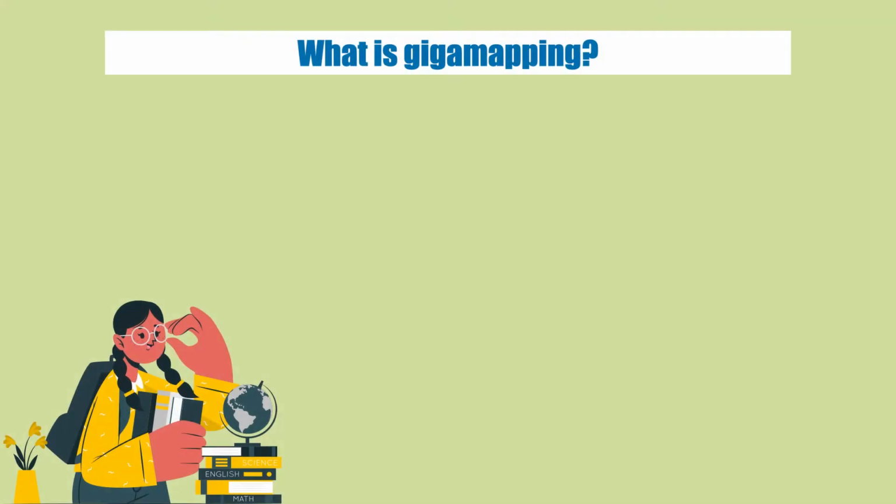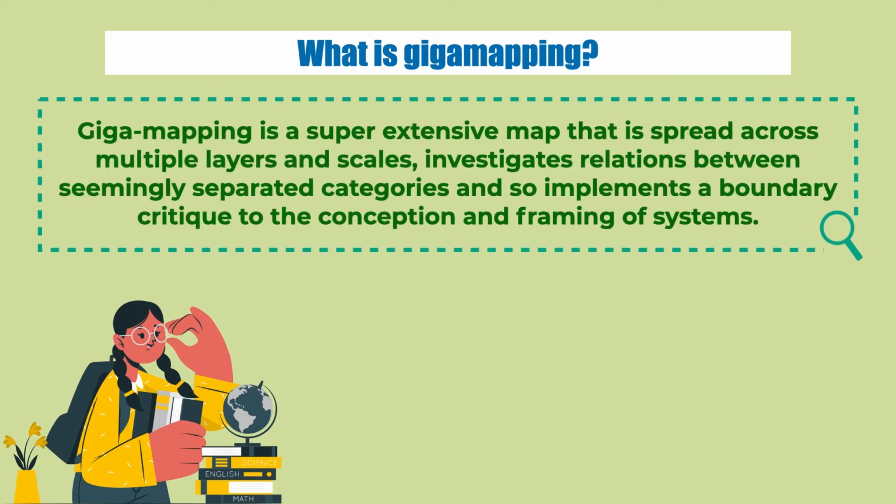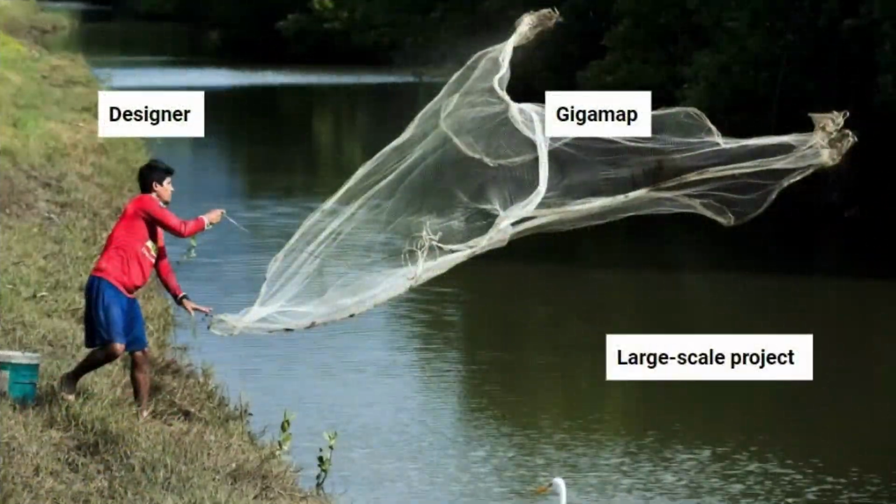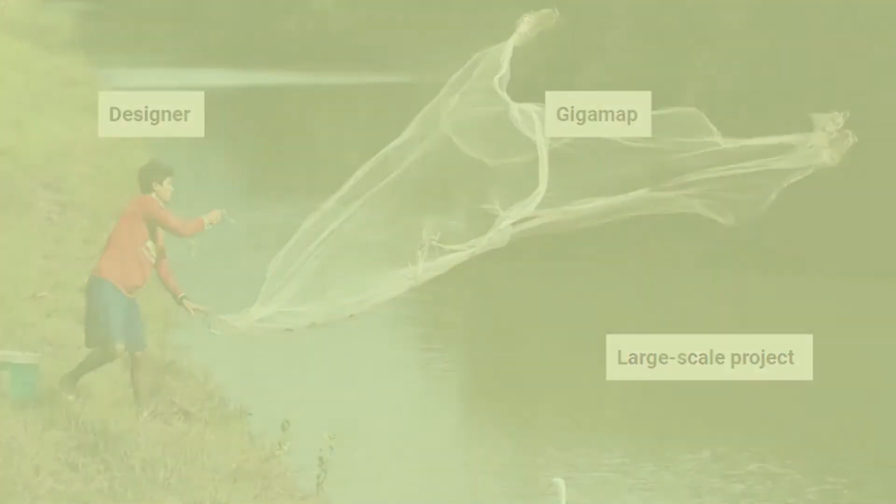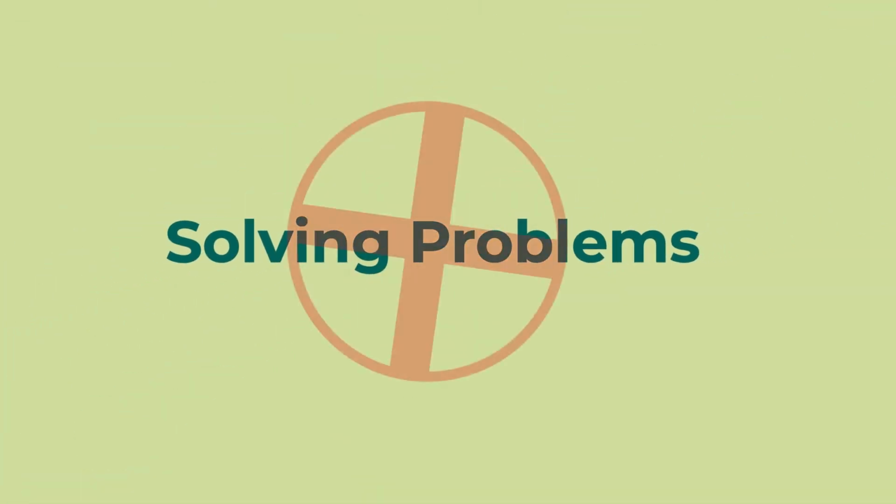So you might ask, what is gigamapping? The academic definition states that gigamapping is a super extensive map that is spread across multiple layers and scales, investigates relations between seemingly separate categories, and so implements a boundary critique to the conception and framing of systems. In other words, a gigamap helps designers get a grip on complexity in a larger scale project. The emphasis is on getting a grip. Gigamapping is simply for understanding and bridging knowledge gaps instead of solving problems.